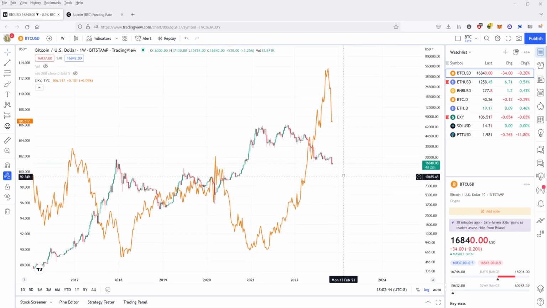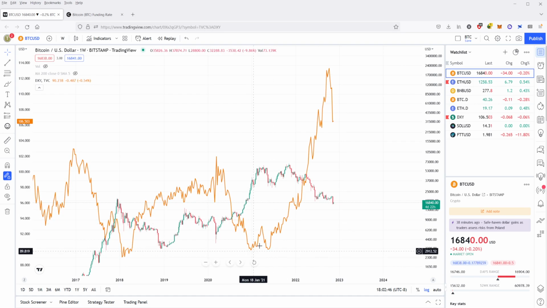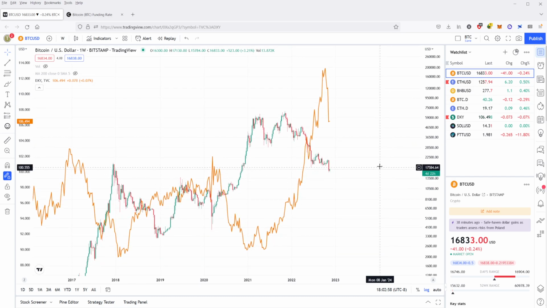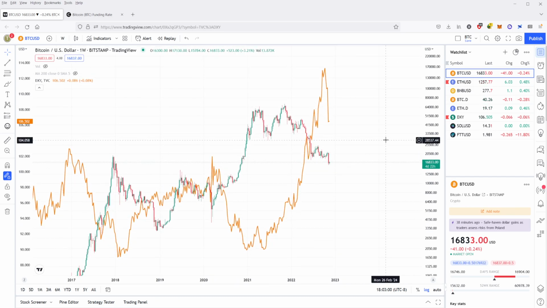And this corresponded with a dramatic drop in the Bitcoin price. You can see this shot up massively. Bitcoin tumbled very, very strongly. Bitcoin went all the way from 69,000 all the way down to where it is right now at about 16,000. So you can see the relationship between the two is pretty obvious. It is an inverse relationship.